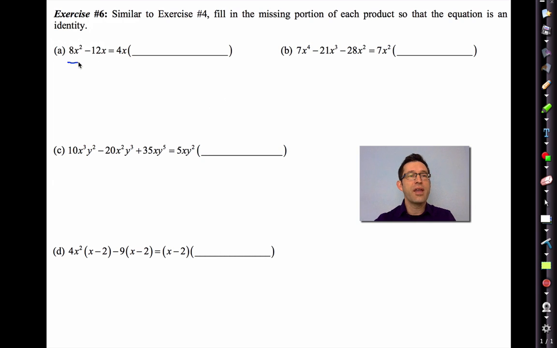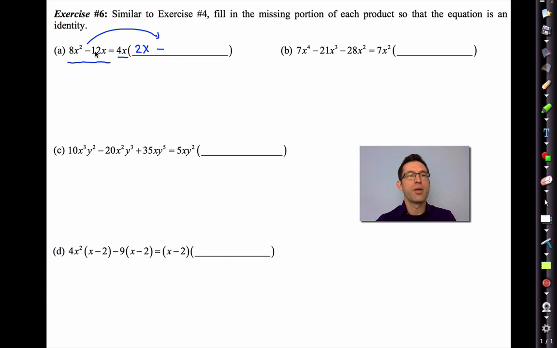Here I've got 8x squared minus 12x, and I want that to be equivalently written as 4x times something. Well, let's do exactly what we did before. We're reversing the distributive property, so I have to think, what do I multiply 4 by to get 8? That would be 2. And then what do I have to multiply x by to get x squared? That'll be x. Now this negative just has to come along here.